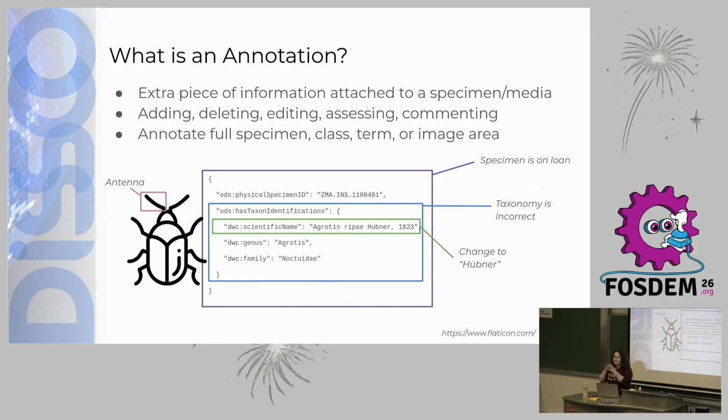So, annotations. Our annotations are based on the W3C model, and essentially it's its own digital object attached to or associated with the digital specimen or a media object. You can add information, delete information, assess, comment. You say all of that, your opinion becomes a separate digital object, and then it will be ready for review. You can annotate the entire specimen or a specific part, like the taxonomy. If you have a media object, you can annotate a region of interest, such as indicating that this is the antenna.